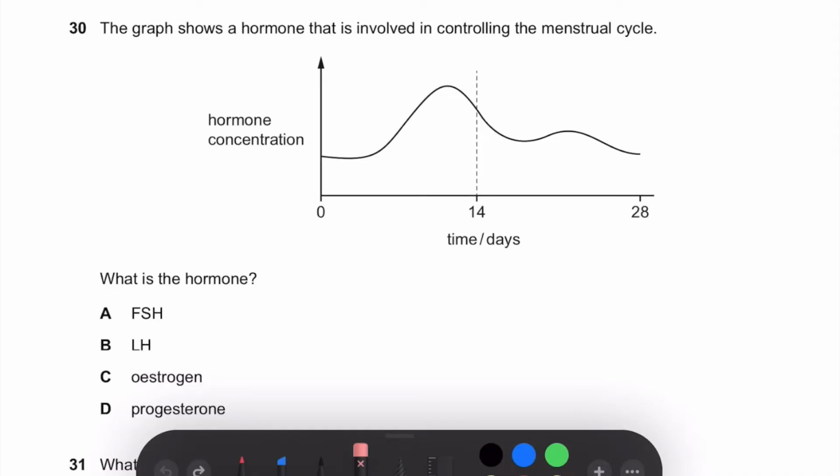Hey guys, question 30. The graph shows a hormone that is involved in controlling the menstrual cycle. What is the hormone? So, when we talk about the menstrual cycle, there are a few hormones that you guys should know. First one is FSH, second one is LH, third one is estrogen, fourth one is progesterone.